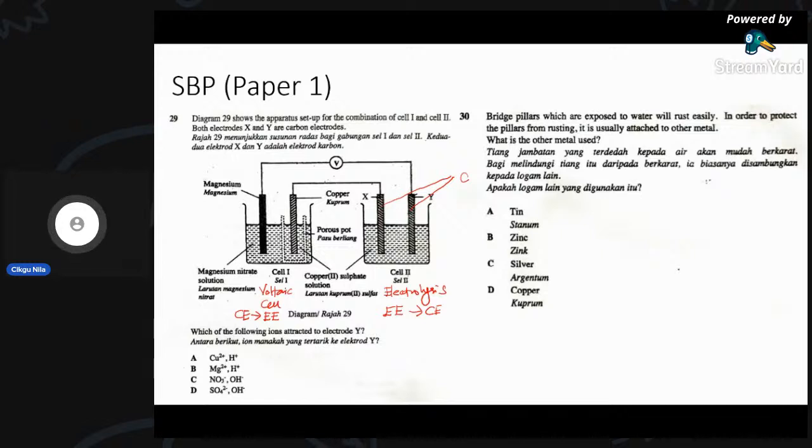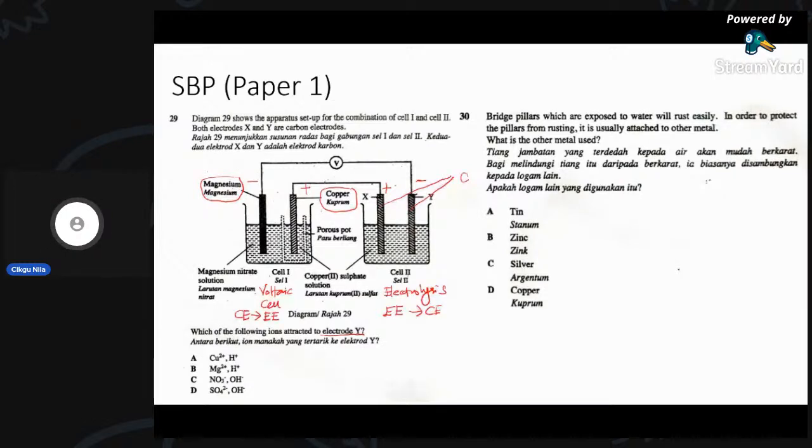Look at the metal over here. Magnesium and copper, which one is more reactive? Magnesium. Negative terminal. Copper less reactive, positive terminal. So this will be the negative terminal, X over here will be a positive terminal. So what is the question? Which of the following ions attracted to electrode Y? So electrode Y is a negative terminal.